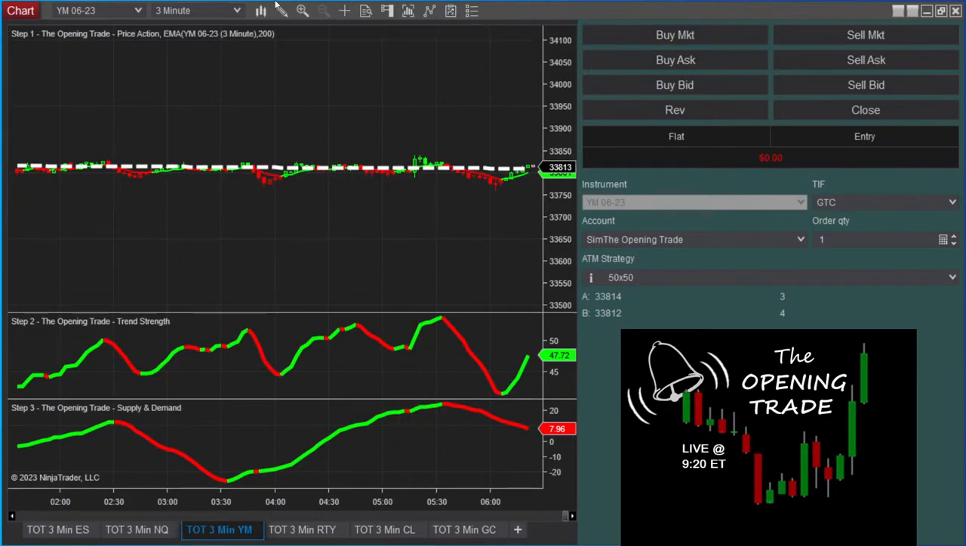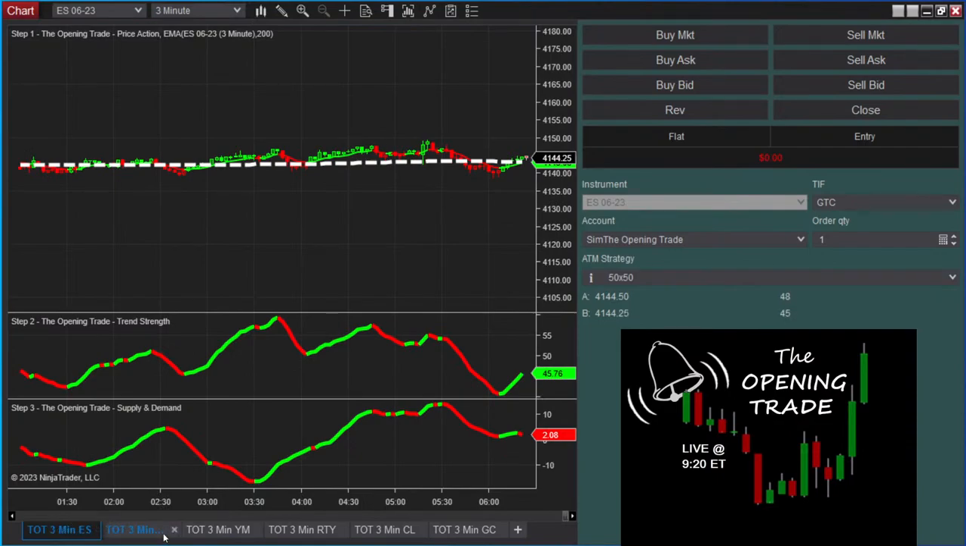Okay, so the first thing I like to do is make sure that my chart's on a 3-minute candle, I'm on the right account and the right strategy. So I'm going to flip through all the charts to make sure that has been done.